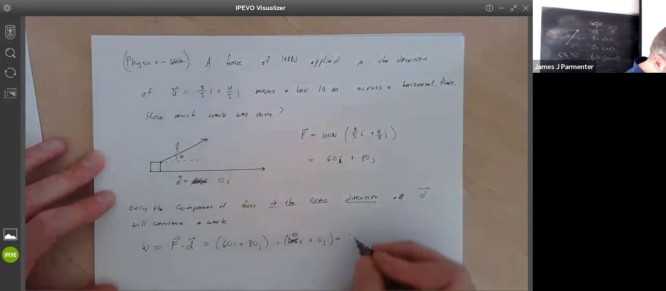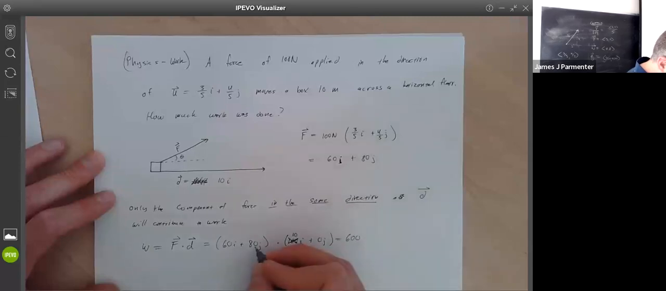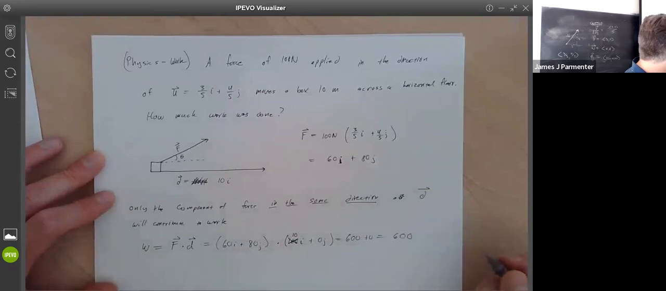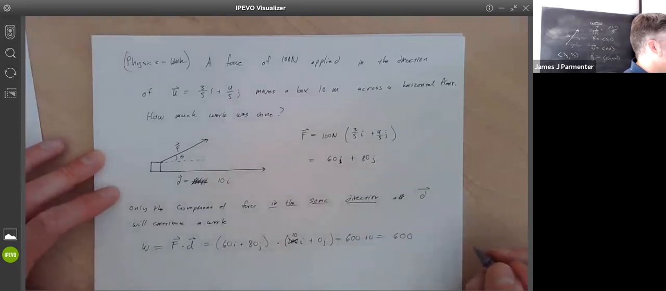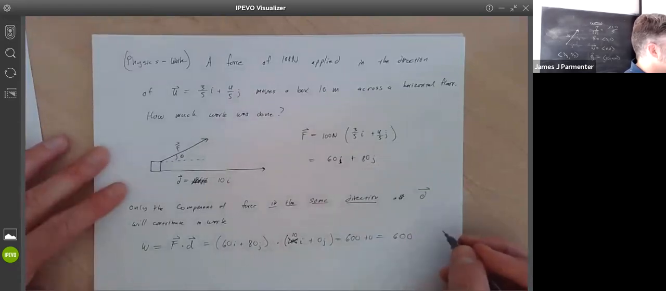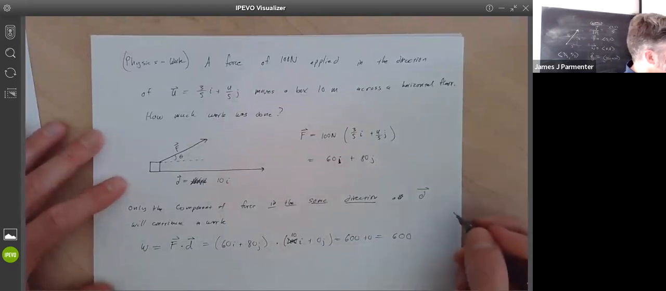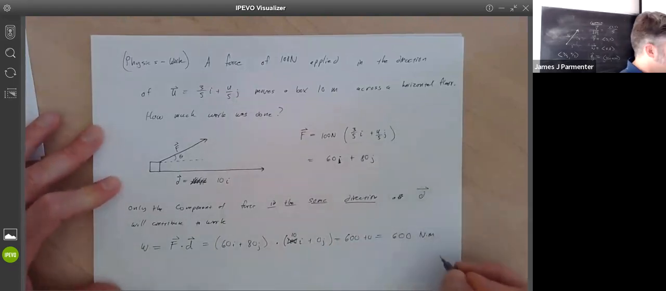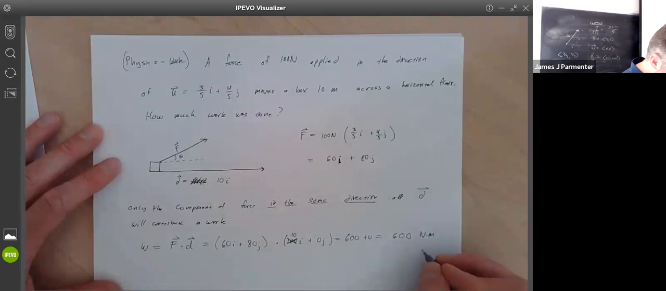So 60 times 10 is 600, plus 80 times 0 is 0. So that's going to be 600. 600 watts. If we're doing work, and we're in the metric system, our answer is in newton meters, also known as joules.